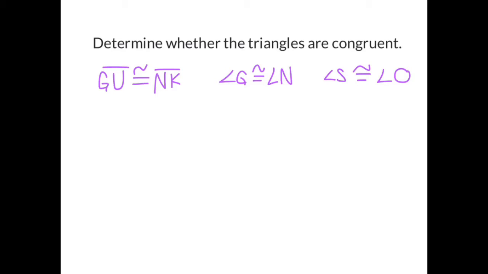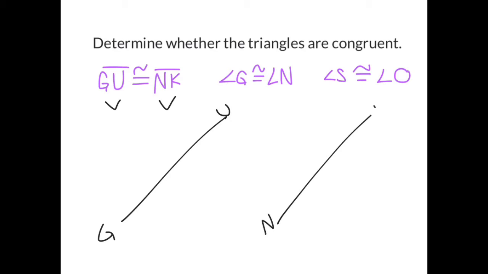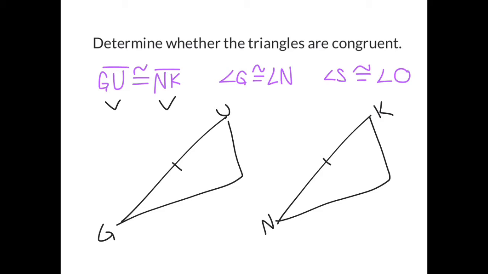This example is a little bit different because we are given words and not a picture. So the first thing I'm going to try to do is use the information to actually draw my two triangles. It says side GU is congruent to side NK. So I'm going to draw a line GU, draw a line NK, and know that I need a triangle here, so I'm just going to go ahead and make it a triangle. And I'm going to mark that GU and NK are congruent.